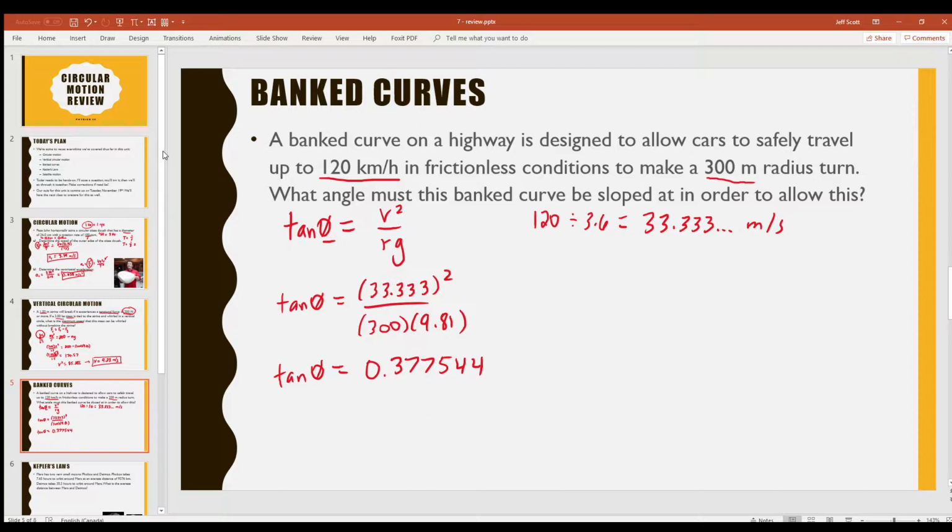It's more than enough. Now we'll take the inverse tan of both sides to get theta all by itself. So inverse tan is what's going to undo the tan here. So inverse tan both sides, and we get theta equals, to 3 sig digs, 20.7 degrees.